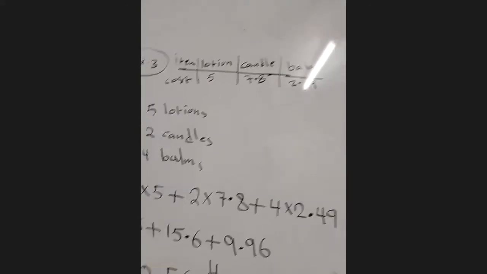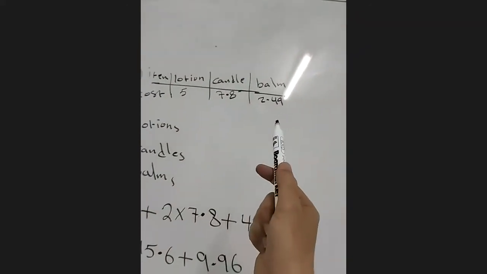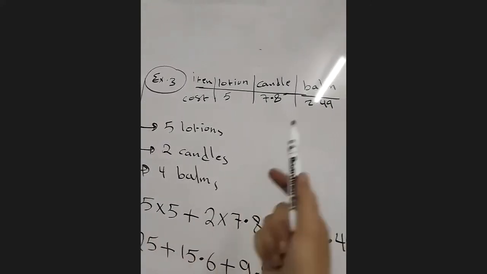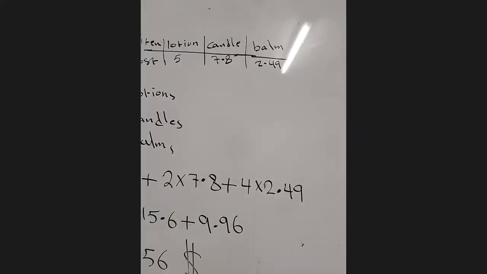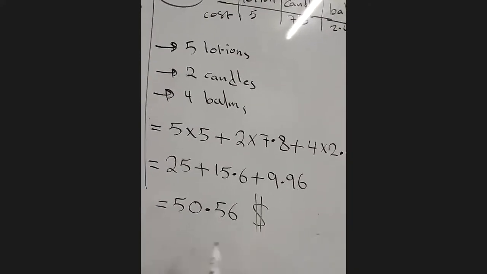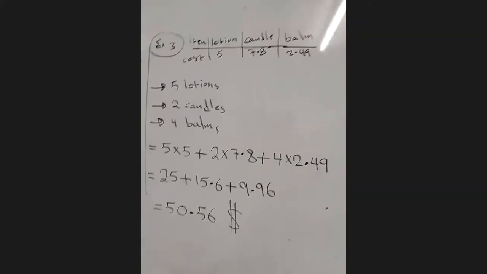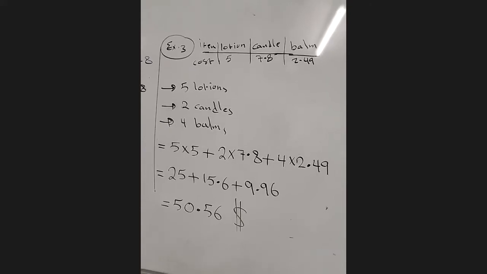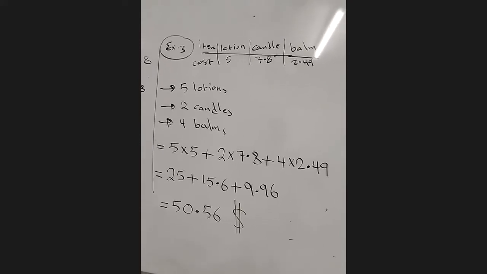Right? Okay. One bulb is 2.49. If you want to buy 4 bulbs, how much will you pay? You will multiply them. Then find the multiplications, then add them. Got it? Yes.